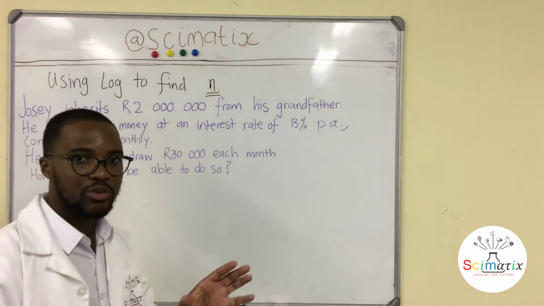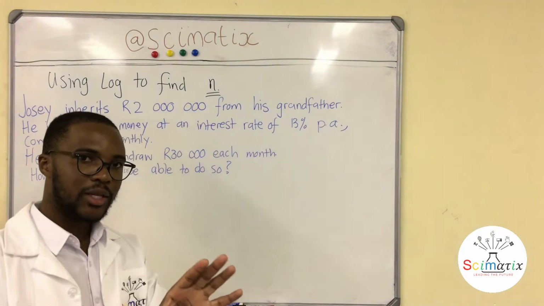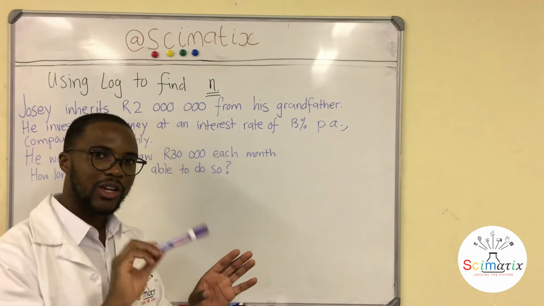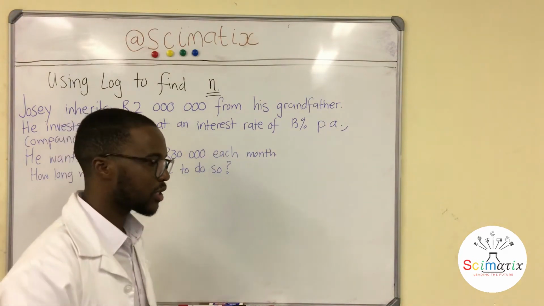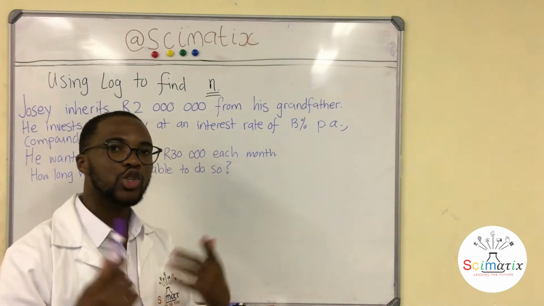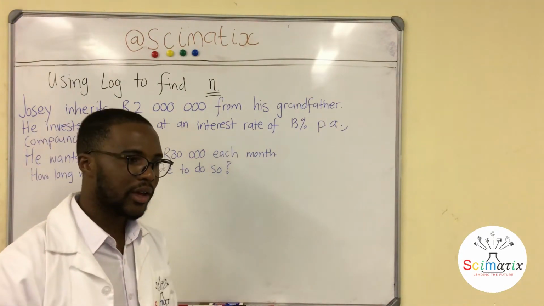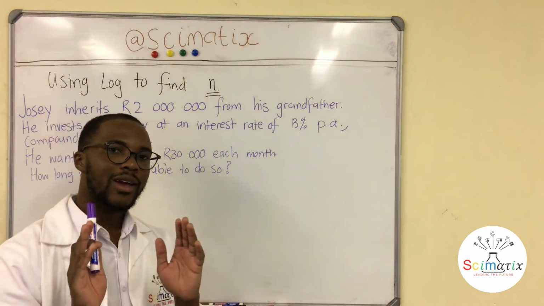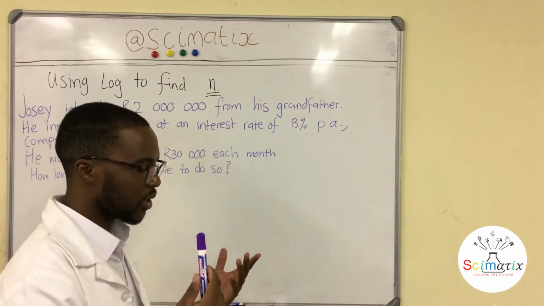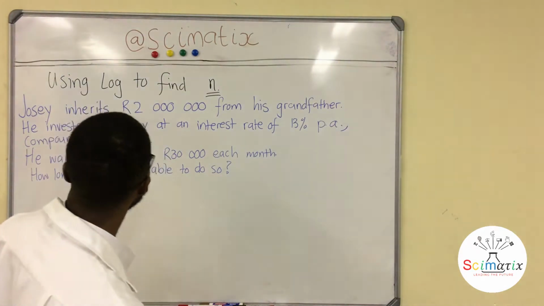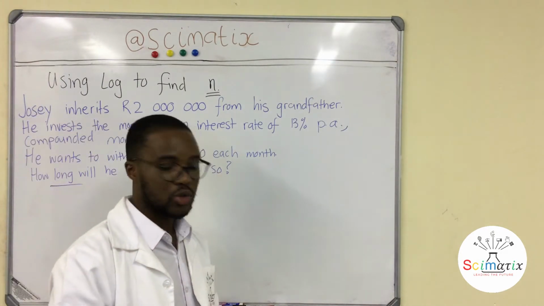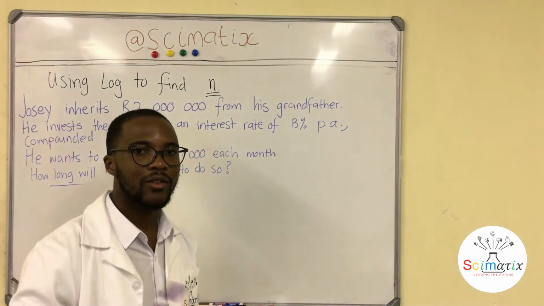So there's a relationship between log and our exponent. If you go back and look at your log rules, you'll notice there's a direct relationship between log and your exponent. Today we're just going to look at an example to illustrate how to use log to find n. You can use the same method for any type of question, as long as the question is asking you to find how long it will take to do a certain thing, for lack of a better word.